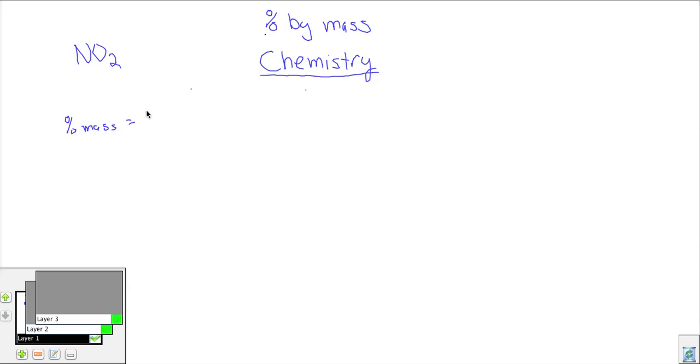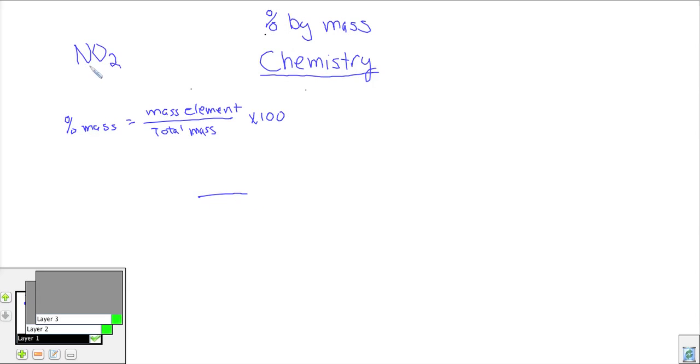For percent mass, all you really want to know is the mass of each individual element divided by the total mass of the compound, and then times 100, of course, because you're going to turn it into a percent. So let's go ahead and figure that out. That's pretty easy. First of all, we need to figure out the total mass of NO2.